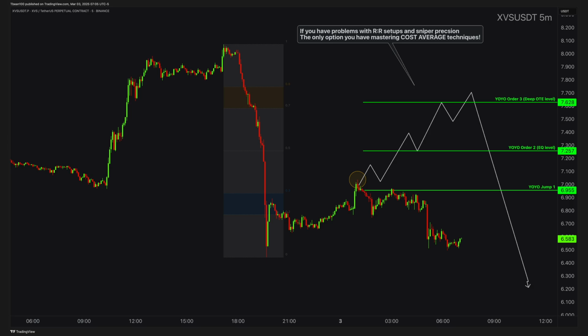This is it. In the trading world, you will either use RR-based setups, waiting for the precise entry locations, or you use cost average order dividing without any precision. Again, unfortunately, there is no third option. I'm sorry about it.